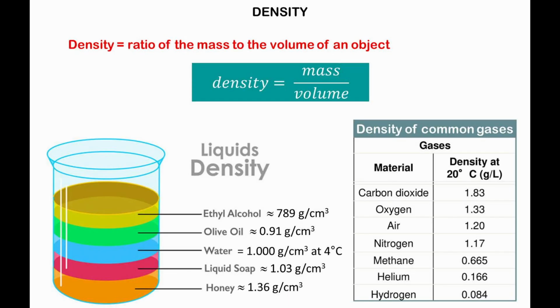Density is an important intensive property that depends on the composition of a substance, not on the size of the sample. Density is defined as the ratio of the mass to the volume of an object. Density will tell you if an object will float on water or not. Below, densities of some common liquids and gases are shown.